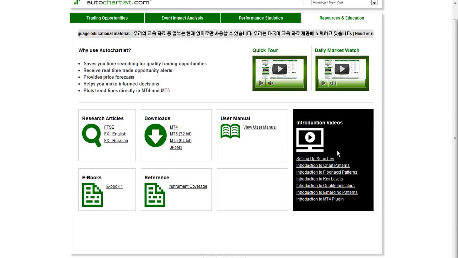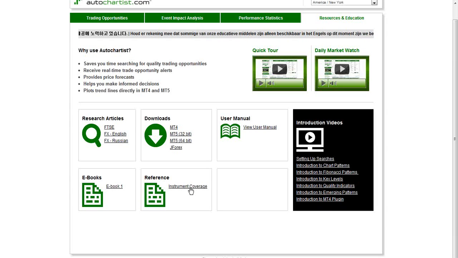There is a user manual. There are downloads for some different plugins for different platforms. There's a plugin for MT4, MT5, JForex. There are a number of different platforms through which Autochartist is available. And there are written research articles on the foreign currencies, commodities, FTSE, which are listed here. There's an ebook with some trading strategies, and there's an instrument coverage list, which provides you a list of what Autochartist covers on the markets.